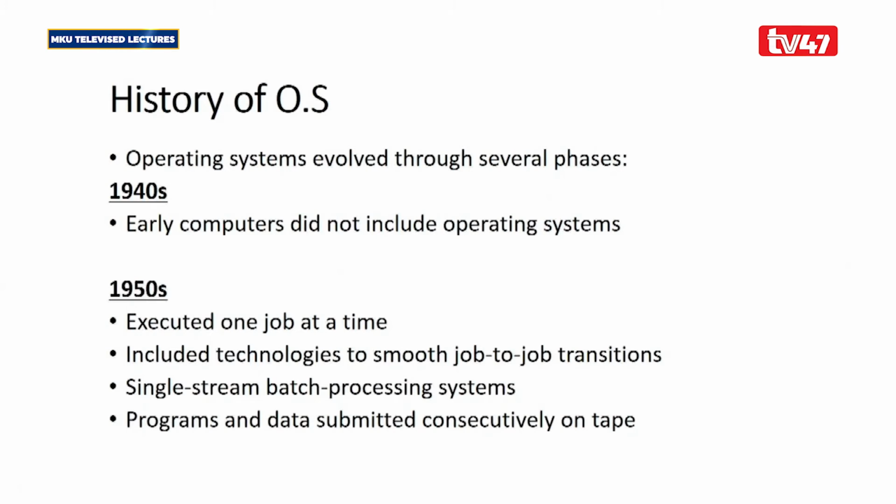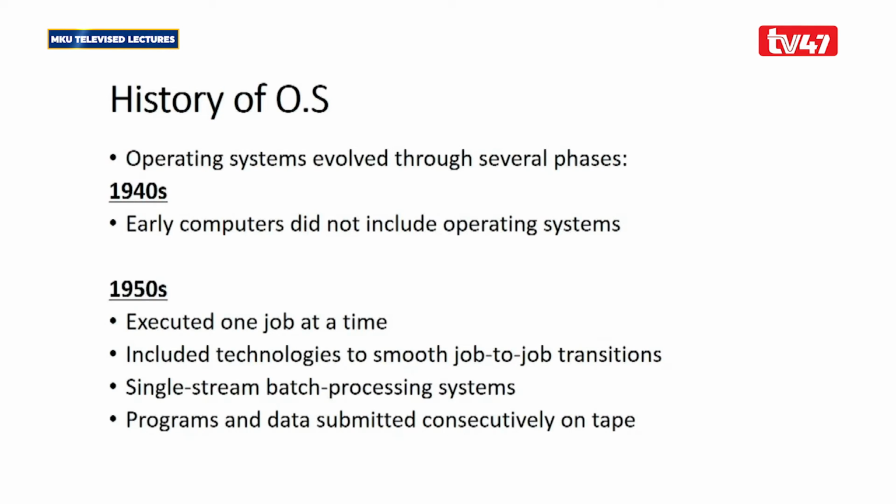Then we look at the history of operating systems, and operating systems have evolved through several phases. It starts with the 1940s, whereby we have our early computers that did not have any operating systems. These computers were very analog and very basic. Then in the 50s, we had operating systems that could execute one job at a time. Those are single tasking operating systems, and they included technologies to smooth job-to-job transition. So they had very basic transitioning mechanisms where you finish one job, move to the next job.